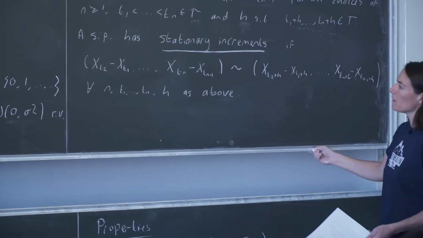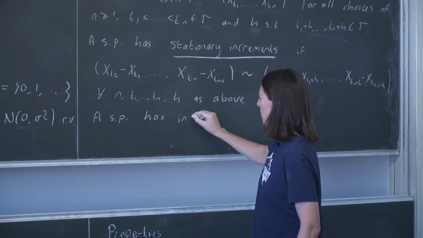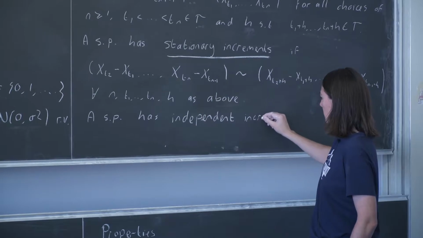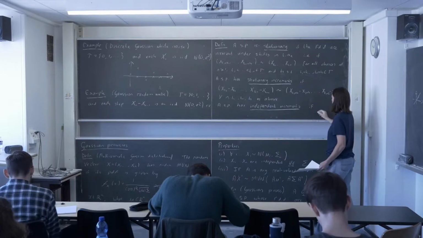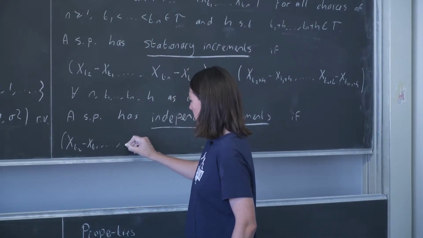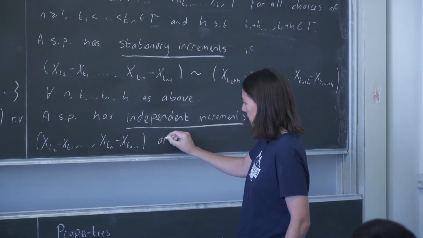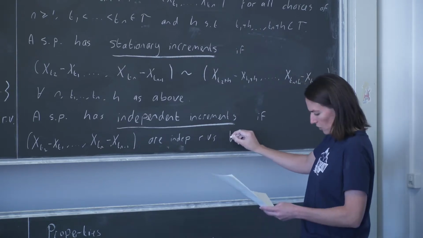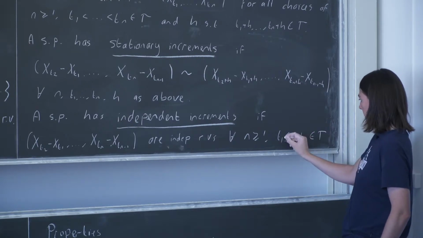And the final definition that we need is a stochastic process has independent increments if X_{t2} minus X_{t1} up to X_{tn} minus X_{tn-1} are independent random variables for all n greater or equal to 1 and t1 up to tn in T.